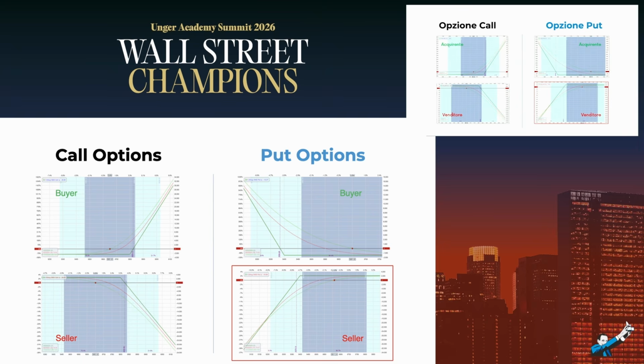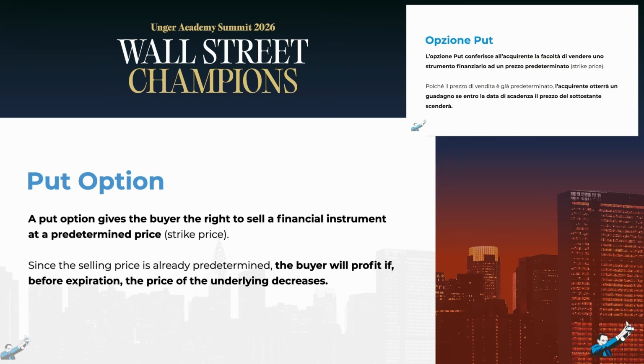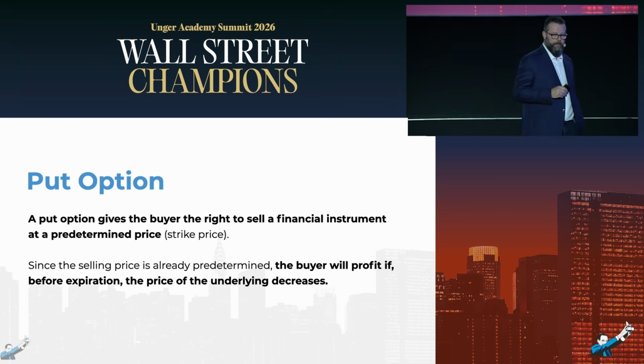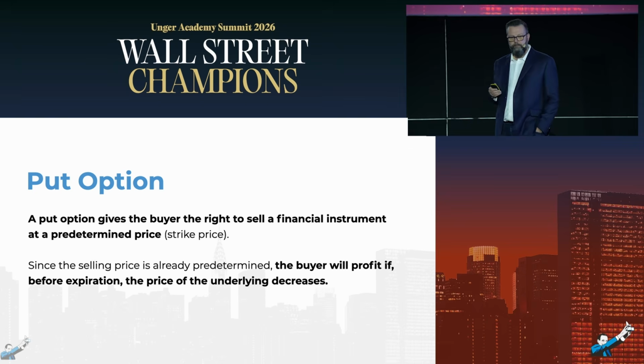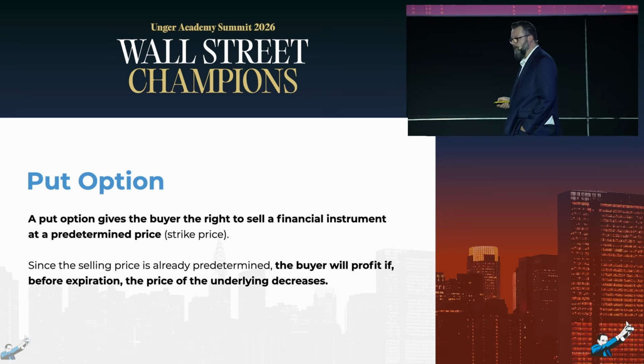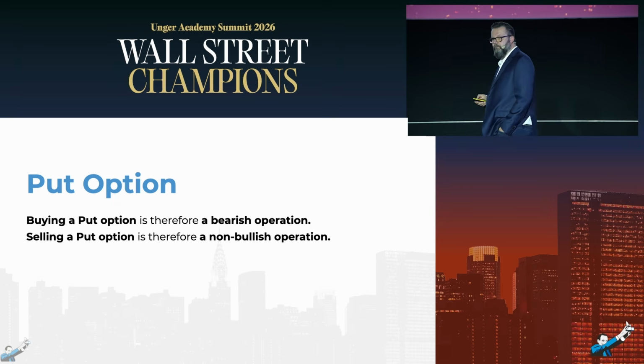Since the selling price has already been predetermined, the buyer will make a guaranteed profit if the price of the underlying asset falls before the expiration date. That's what we just saw on the chart. Buying a put option is therefore a bearish trade. Conversely, if I'm the seller of a put option, I can make money if the market isn't bullish. This is an important difference.